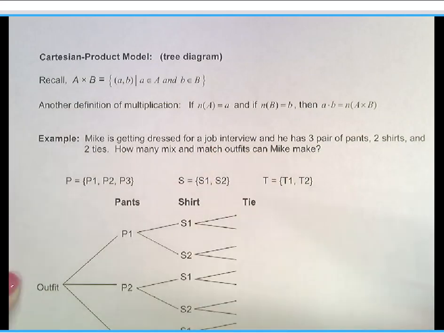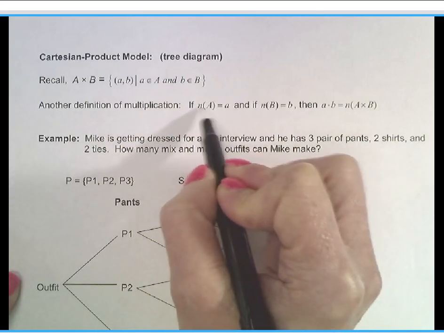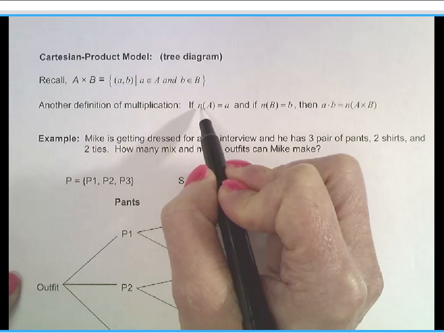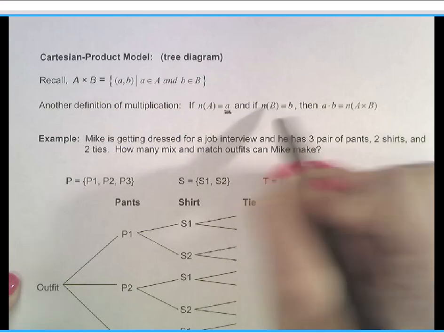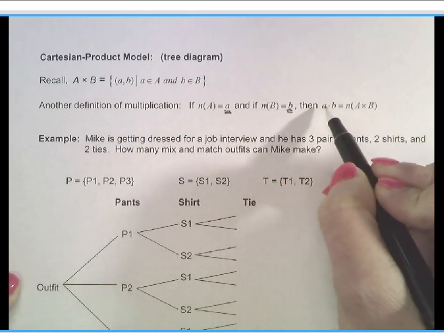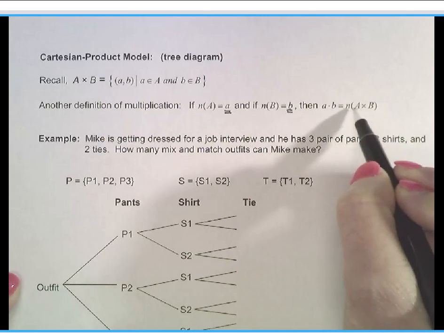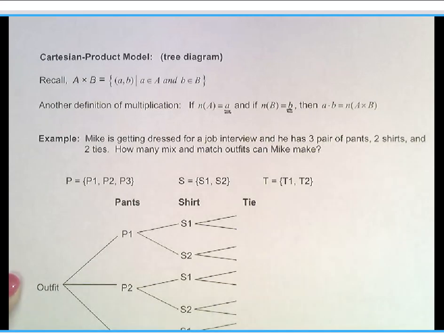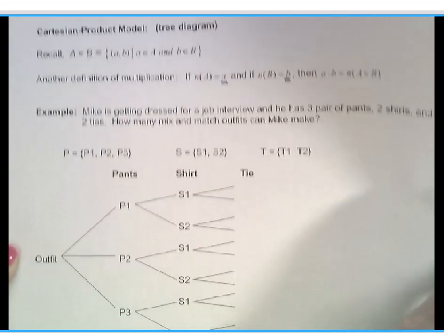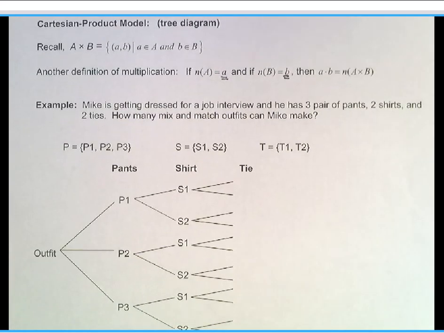So this is another way that we can define multiplication, and I think I mentioned that in the video where we first learned about this. So remember, n of A, that means the cardinal number, how many elements. So if the number of elements in set A is little a, and the number of elements in set B is little b, then A times B is just the number of elements in the Cartesian product. So this Cartesian product is a direct lead-in to multiplication. So if we want to think about this kind of like a tree diagram, that's another way we can show this Cartesian product.